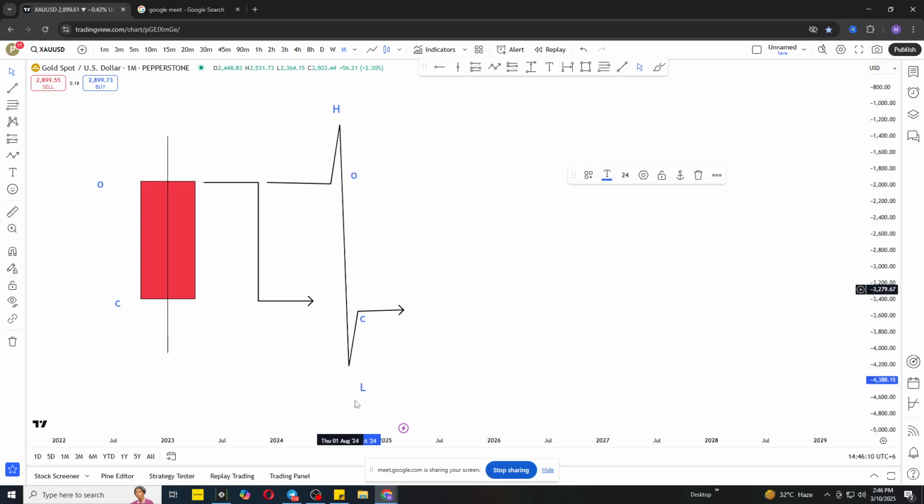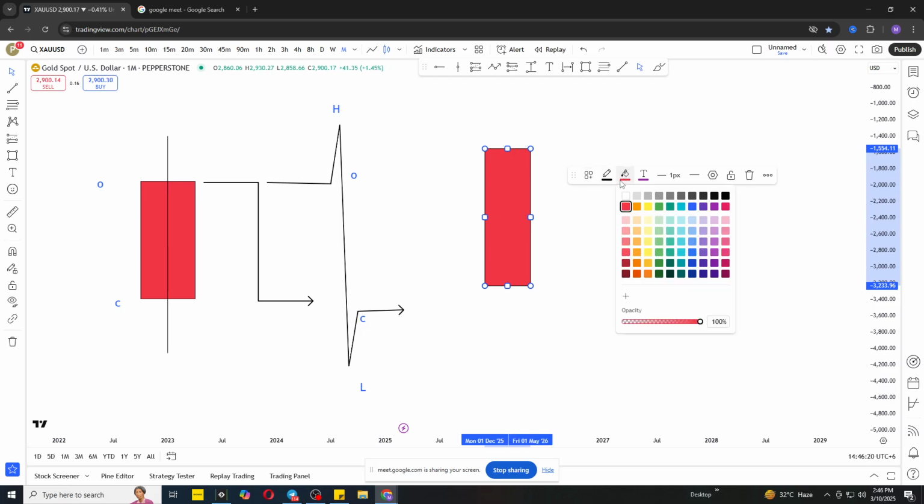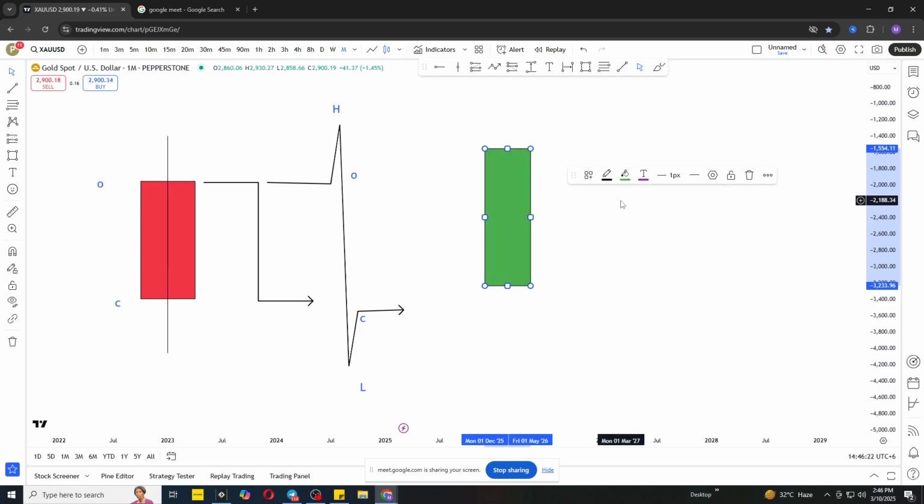OHLC we call it, right? The same thing is going to happen with what candle? If we draw something like that and we say what it is, what is this candle? Bullish or bearish?